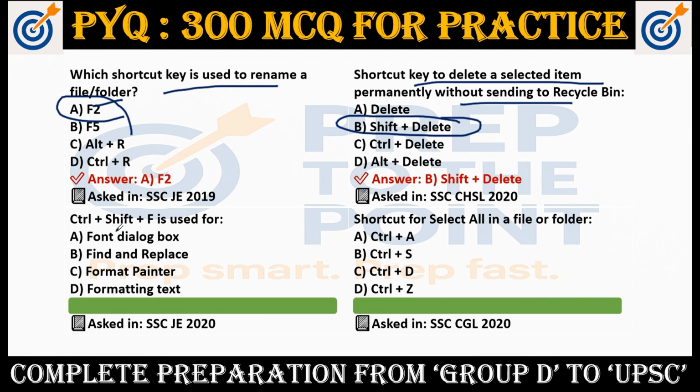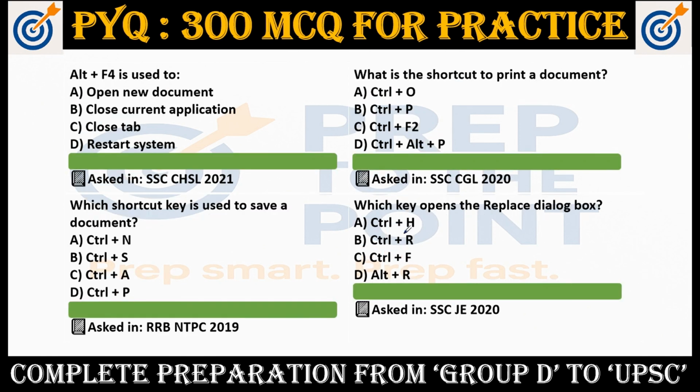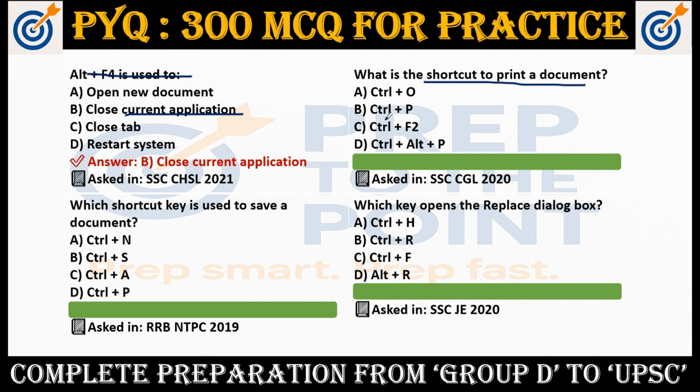Control Shift F for font dialog box. Shortcut for select all in a file or folder. Control A for select all. Alt F4 is used to close the current application. What is the shortcut to print a document? It's Control P to print a document.